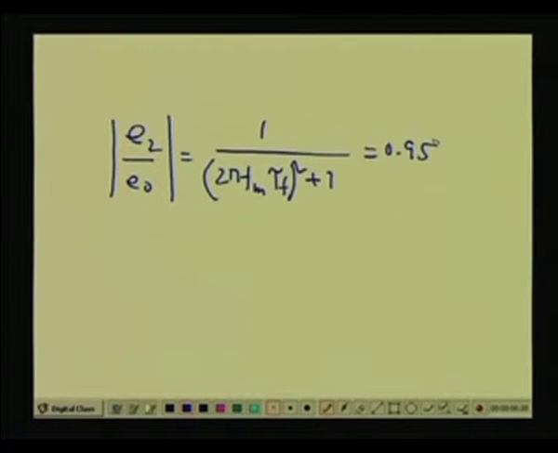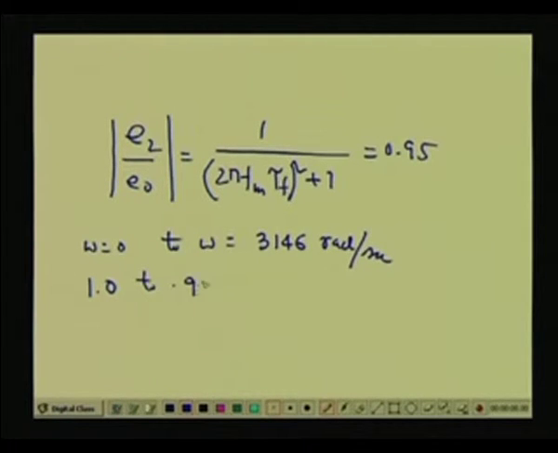So, if this is the case, I can say that the amplitude ratio from omega equal to 0 to omega equal to 3146 radians per second is nearly flat. That is, from 1 it will fall to 0.95. So, it is reasonably good.